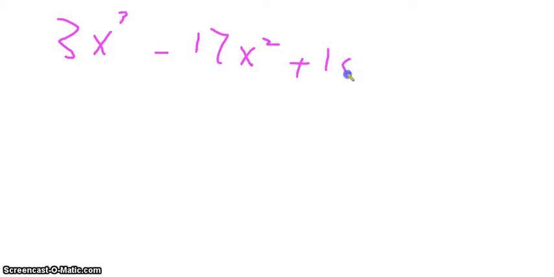Now, synthetic division. Synthetic division is a more fun and shortcut way of division. You can't use it when you're dividing by quadratic or higher degrees. But let me show you an example. 3x to the third minus 17x squared plus 15x minus 25 divided by x minus 5.